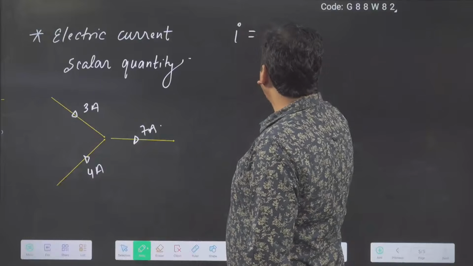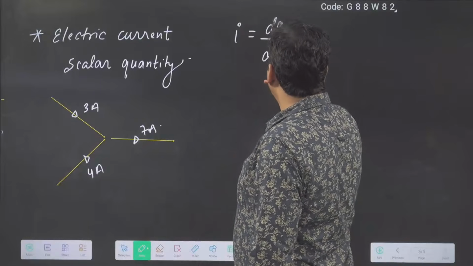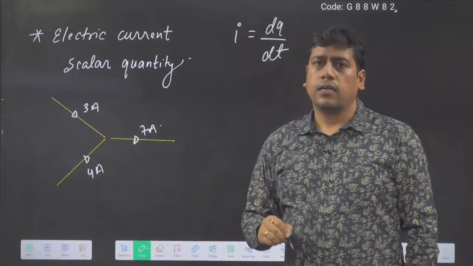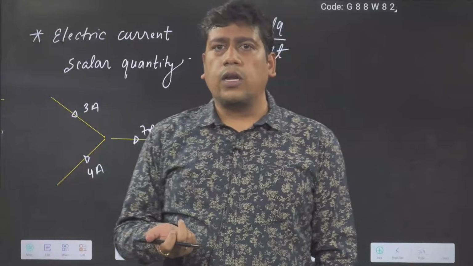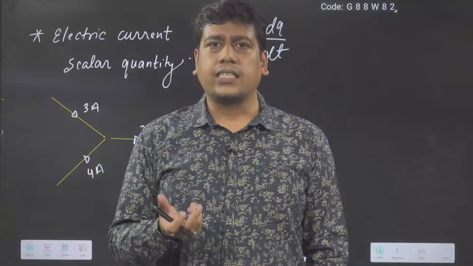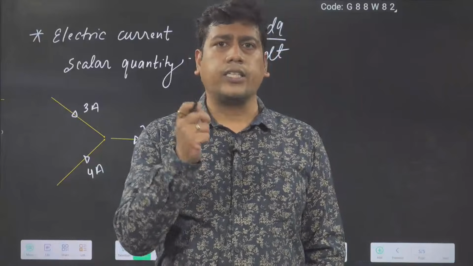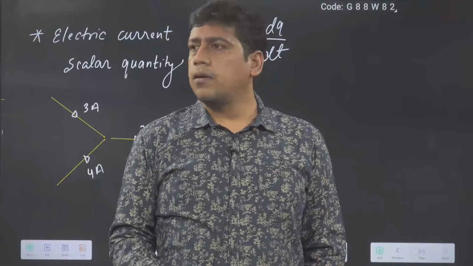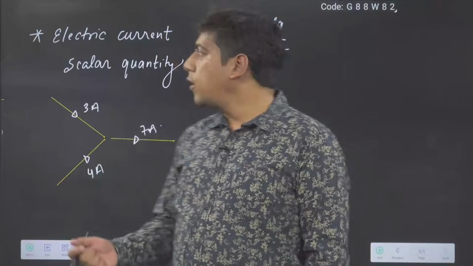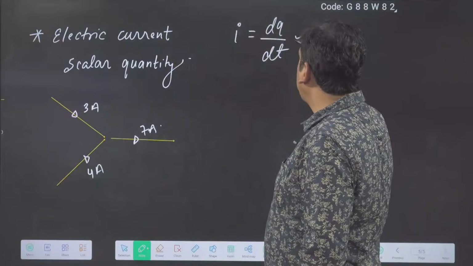Current is defined as dq by dt. Now, when you differentiate a scalar quantity with respect to another scalar quantity, that is time, we are differentiating charge, which is a scalar quantity, with respect to time, which is a scalar quantity, we are going to get a scalar quantity only.